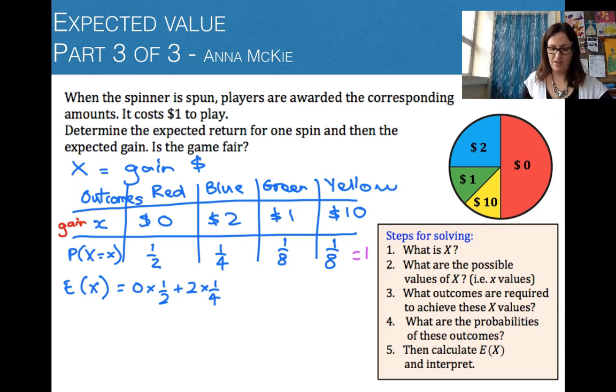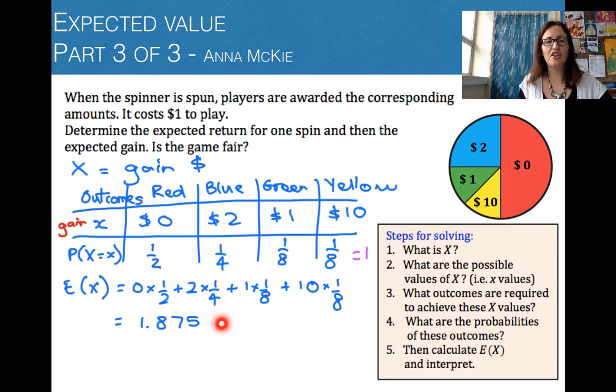Feel free to pause and fast forward if you like while I write this out. And then 10 times by an 1/8. And that gives us 1.875. So that's our expected gain per spin.